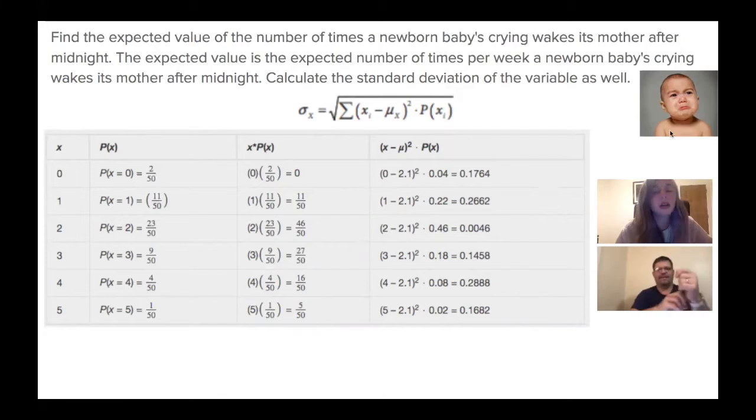You got him. Okay. It says find the expected number of times a newborn baby's crying wakes its mother after midnight. The expected value is the expected number of times per week a newborn baby's crying wakes its mother after midnight. Calculate the standard deviation of the variable as well. And we get this table of info. So you want to start us off here?